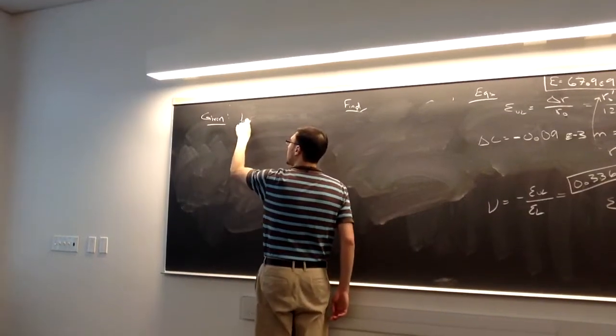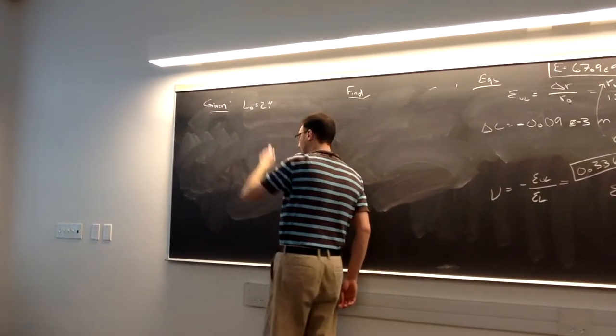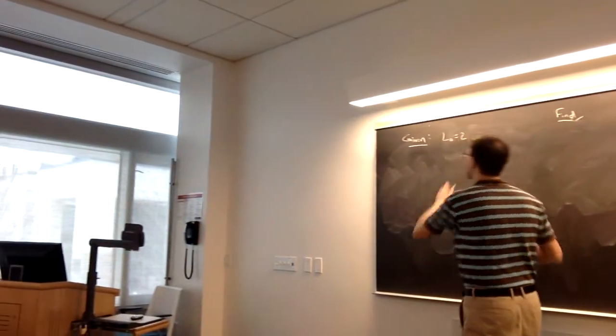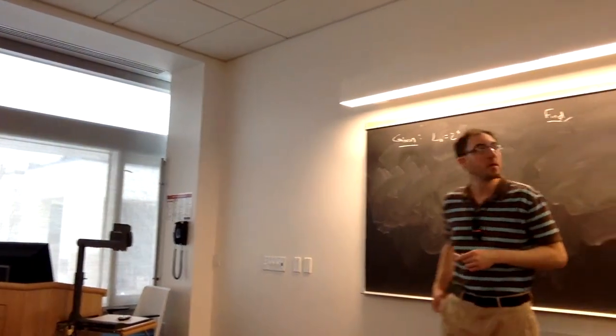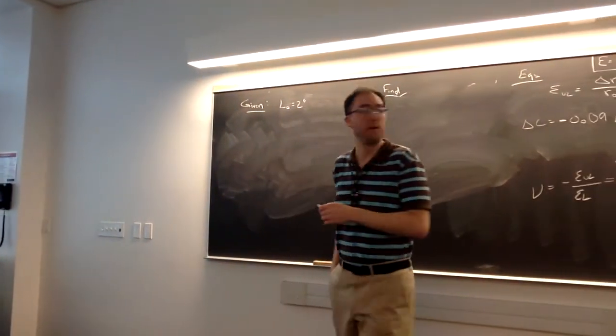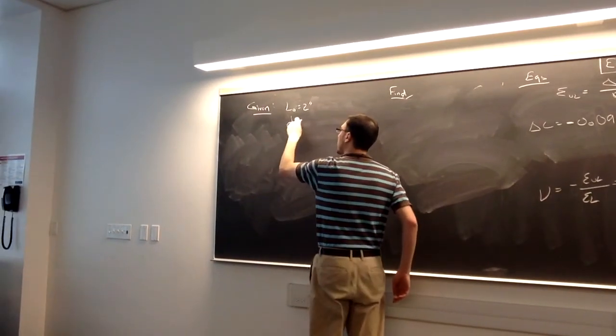We know the L naught is 2 inches. This is in customary units, so we want to keep that in mind. And we're given the original diameter, 0.5 inches. I'll call that D naught for gauge diameter.